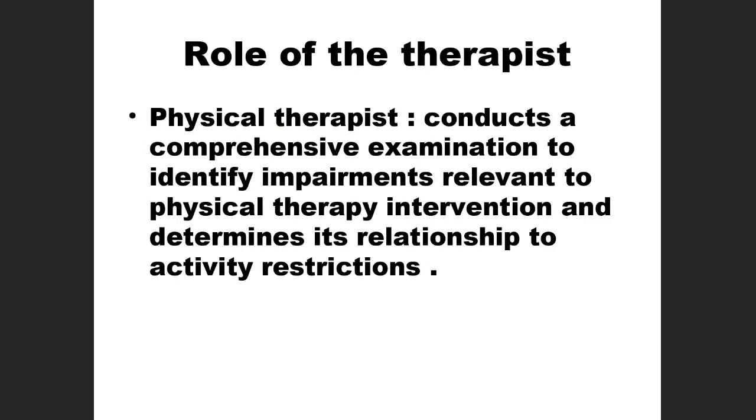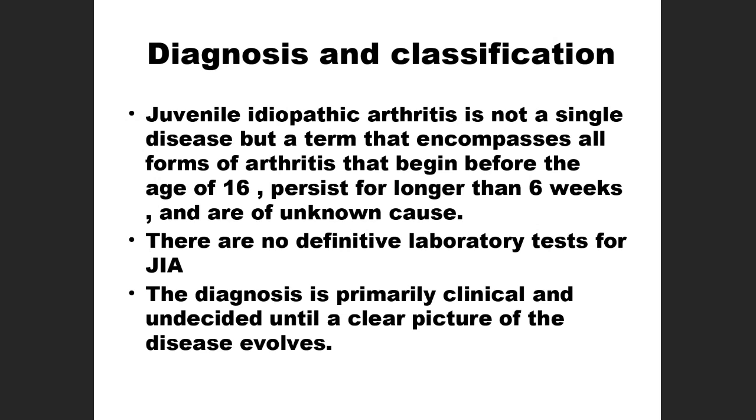So now the role of the physical therapist in juvenile idiopathic arthritis is to conduct a comprehensive examination, to identify impairments relevant to physical therapy intervention, and determine their relationship to activity restrictions. So we should be able to assess the patient and determine which of the limitations are restricting the person's participation in the community. This is what we have to recognize.